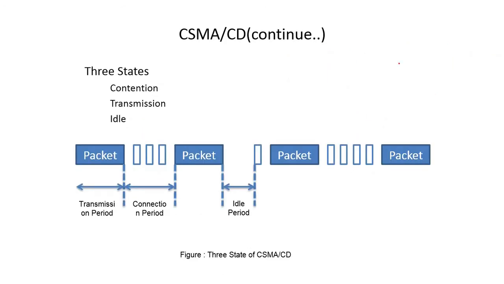Now if you look at the states of CSMA/CD, there are three states: contention, transmission and idle. In the transmission period, data is transmitted. It means packets are traveling. That is the transmission period.